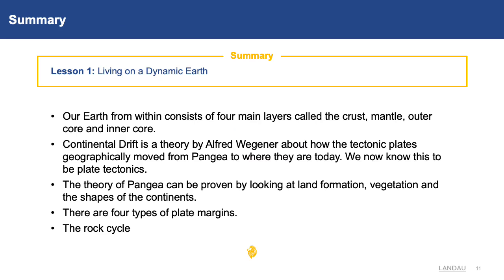Summary. Lesson 1. Living on a dynamic Earth. Our Earth from within consists of four main layers called the crust, mantle, outer core, and inner core. Continental drift is a theory by Alfred Wegener about how the tectonic plates geographically moved from Pangaea to where they are today. We now know this to be plate tectonics. The theory of Pangaea can be proven by looking at land formation, vegetation, and the shapes of the continents. There are four types of plate margins. The rock cycle.